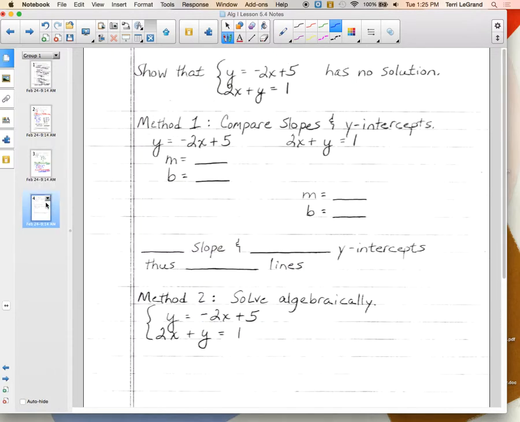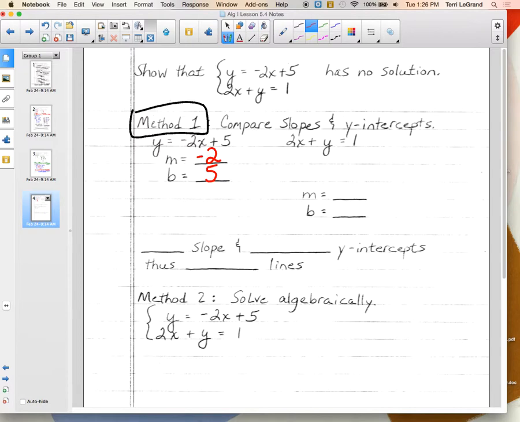Show that this system has no solution. So method 1, compare their slopes and y-intercepts. If this is the method you choose, this is what you gotta show. Is the first equation in slope-intercept form? What's its slope? -2. What's its y-intercept? 5. Okay?